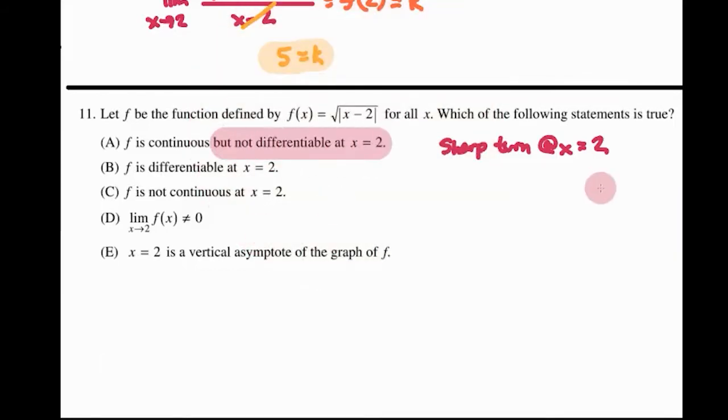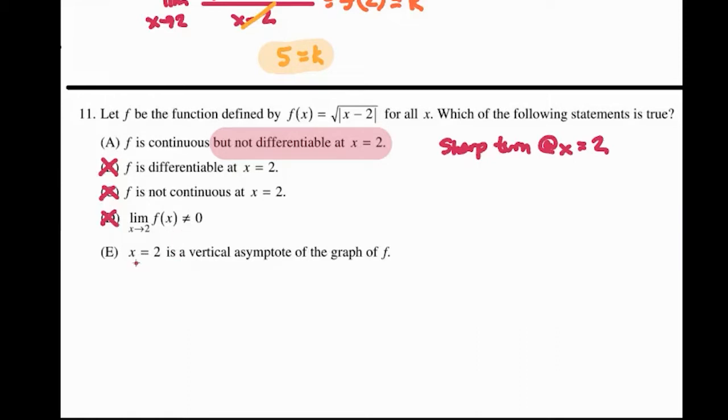It still exists at x equals 2 for f, so it's continuous there. The derivative matches on both sides as well. The main thing is the differentiability for that one. It would not be b because it says it's differentiable and it's not. It is continuous. The limit as you approach 2, if you just plug in 2 directly, you do get 0. This one says it's not equal to 0. It actually is equal to 0.